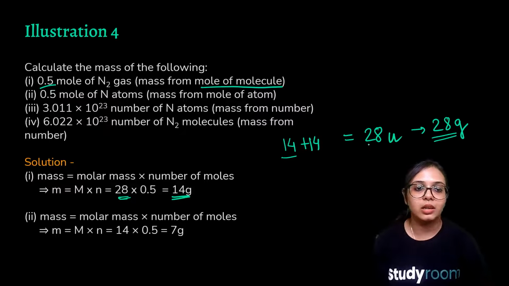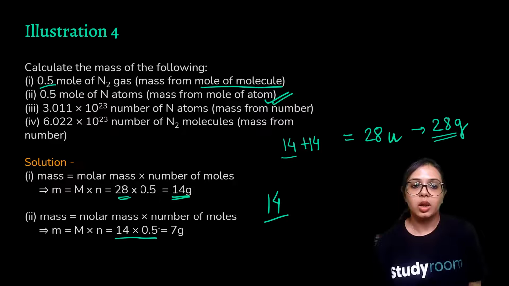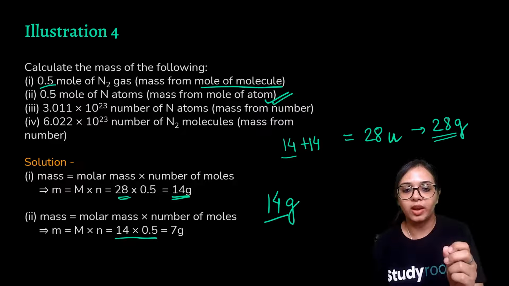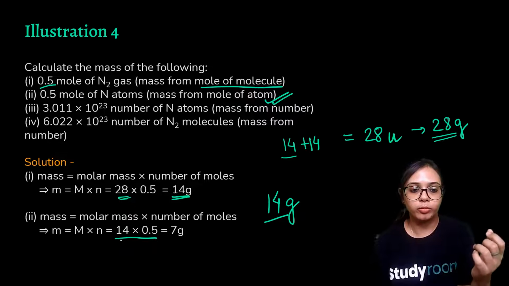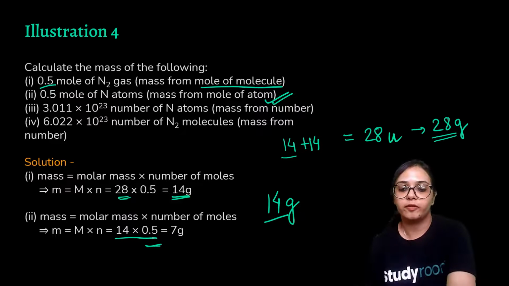In the second sub question, we are taking mass from the respective mole of atom. So instead of taking 2 atoms of nitrogen, we here have only taken 1 atom of nitrogen, that is 14. So simple enough, right? We will just be multiplying 14 into 0.5, because now 1 molar mass would be your 14 grams. Therefore 14 would be multiplied with the number of moles that is given, that is 0.5.